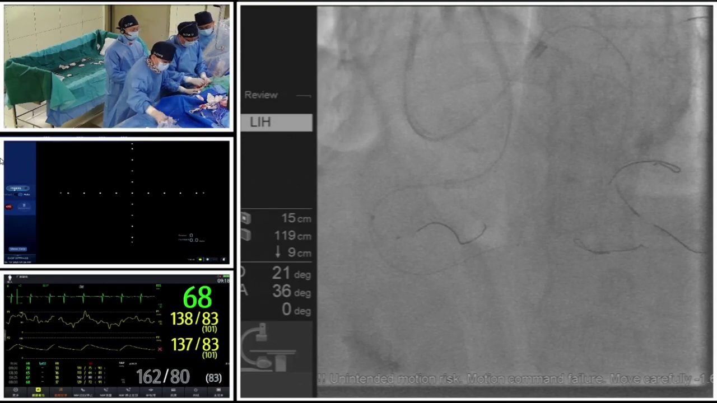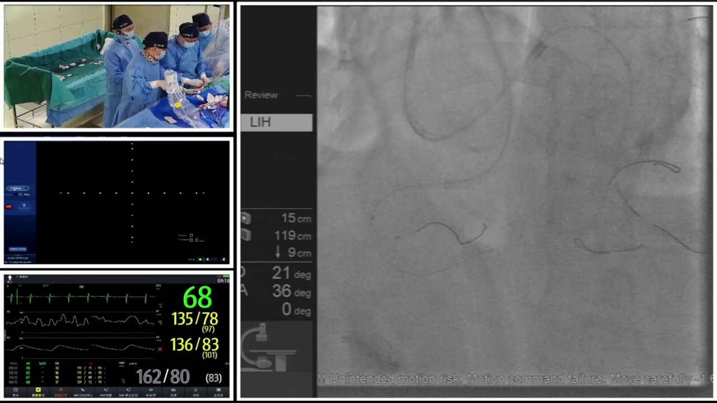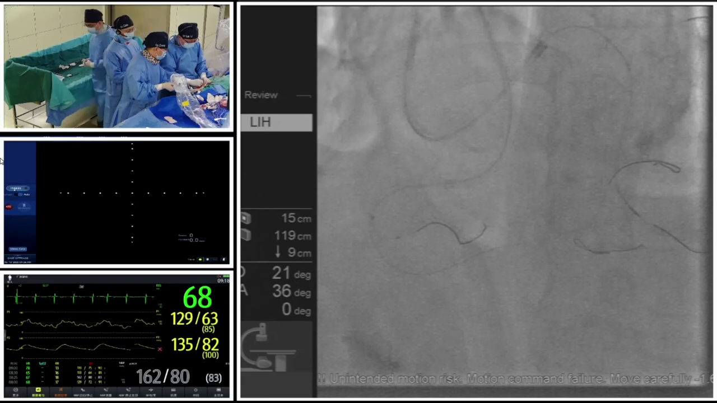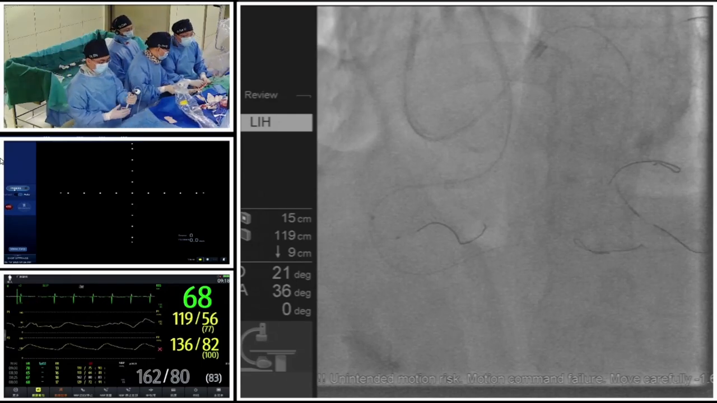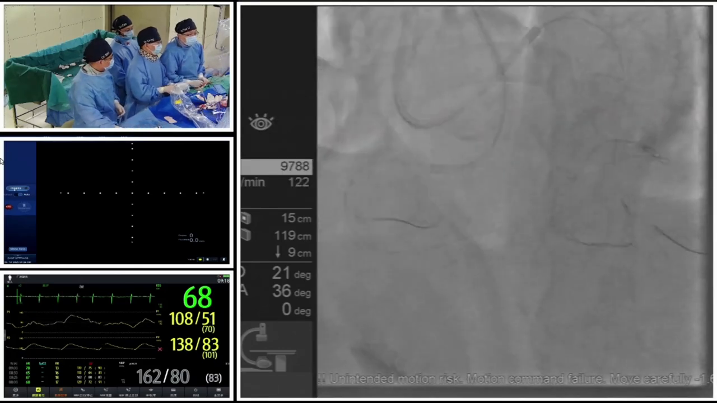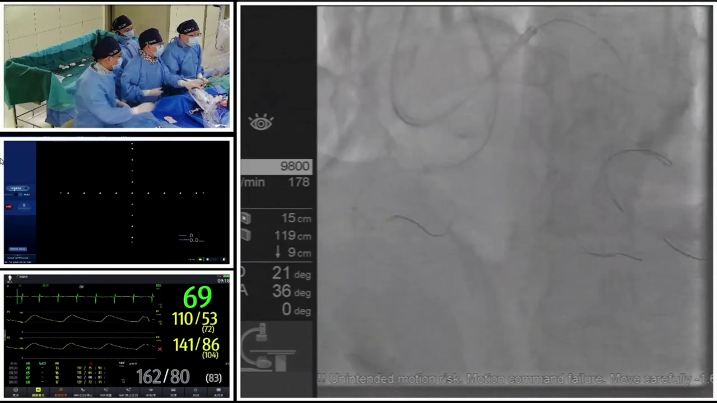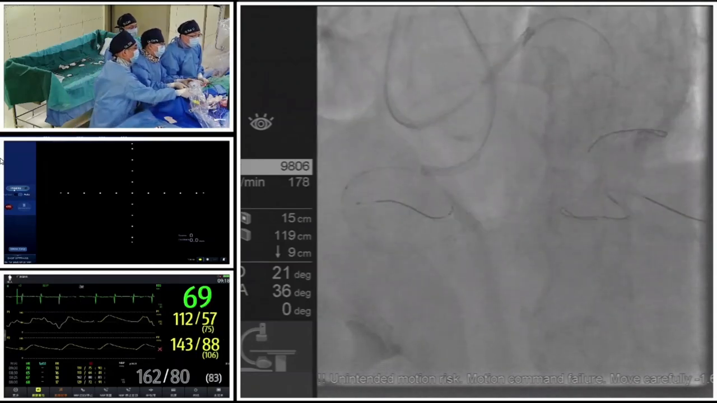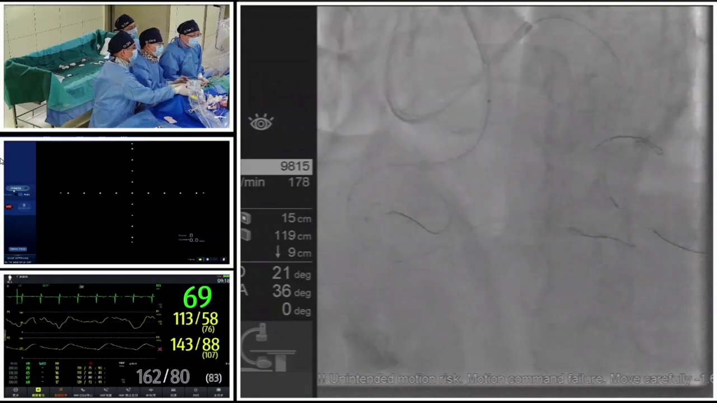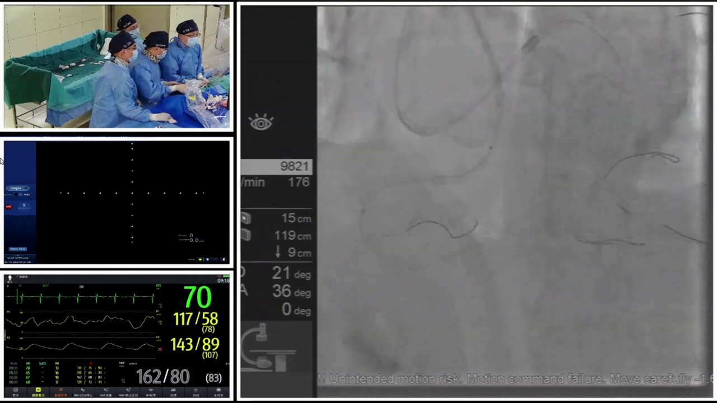So the separate balloon is very useful for anchor, to increase anchor support of the guiding, and also make the whole system stable. And also it could be used for balloon driving. So very useful when we use it.